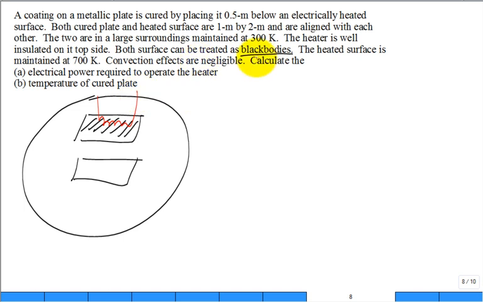Convection effects are negligible. Calculate the electric power required to operate the heater. So what do we do? We say, I'm interested in calculating the symbol Q supplied to the heater in units of watts. And then for part B, I need to calculate the temperature of the cured plate, some symbol like T_P, in units of Kelvin.